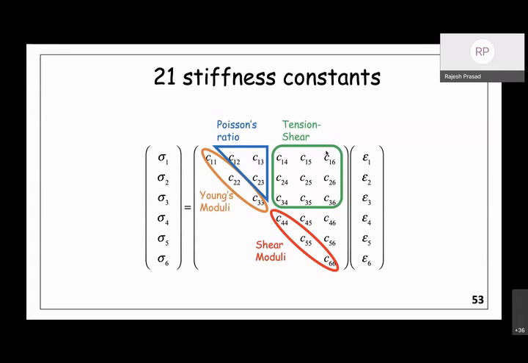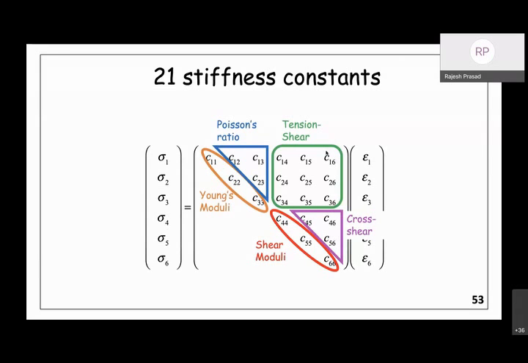But if you have an anisotropic medium, a tensile stress can cause shear strain and vice versa. That depends upon these constants, any of these constants being non-zero. And finally, this smaller triangle is even more interesting. This is cross shear coupling.